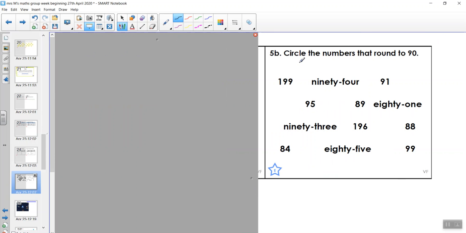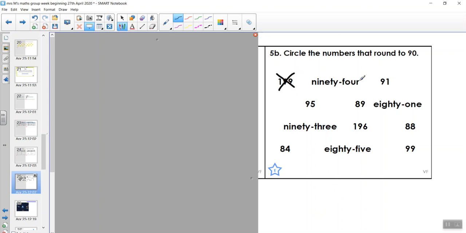Try these. Circle the numbers that round to 90. So we need to find all of the numbers that when we round them, they round to 90. Pause the video and have a go. Write the numbers down so that you can see them clearly. Okay, how did you get on?